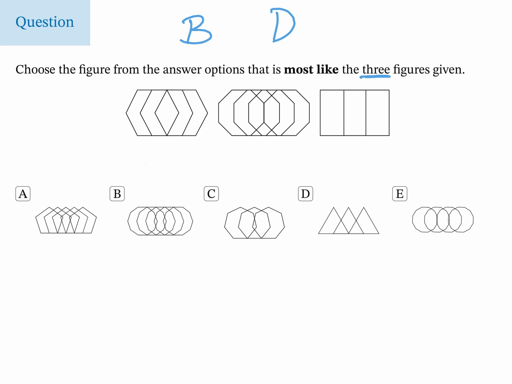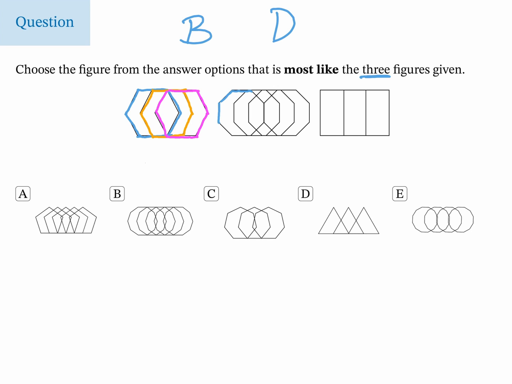We need to notice that the first figure is made up of hexagons. Here's one regular hexagon, which means that all of the sides are the same length as each other. Here is our next hexagon. 1, 2, 3, 4, 5, 6 sides. And here is our third hexagon. 1, 2, 3, 4, 5, 6 sides. Really tricky to notice, but once you do, you can apply this to the other figures as well.